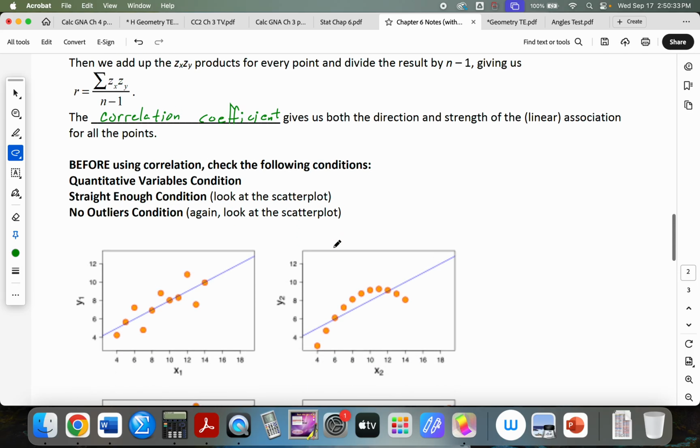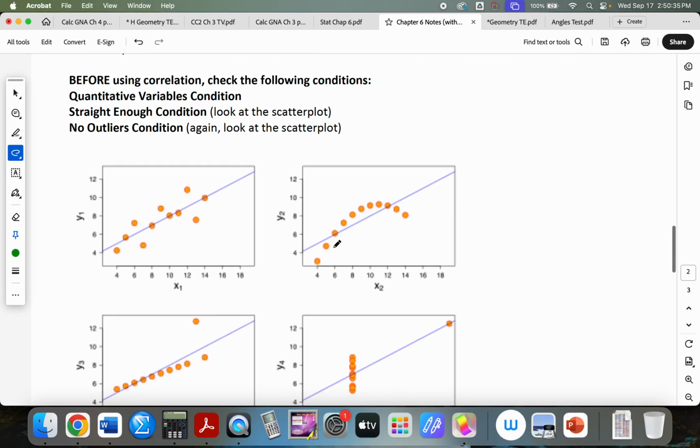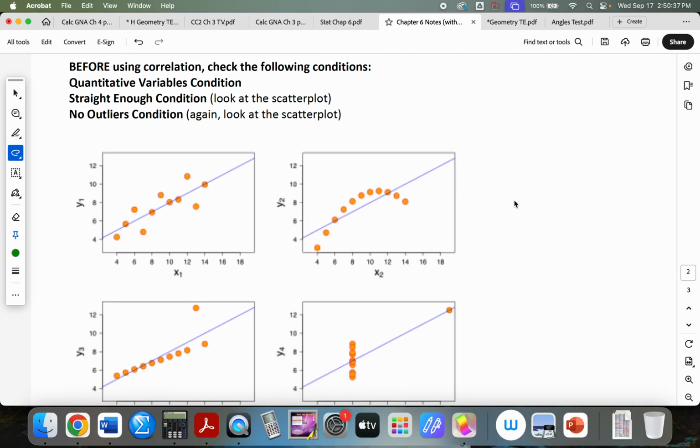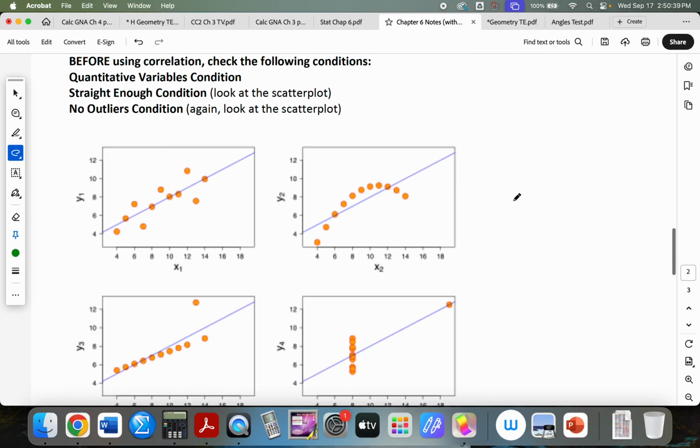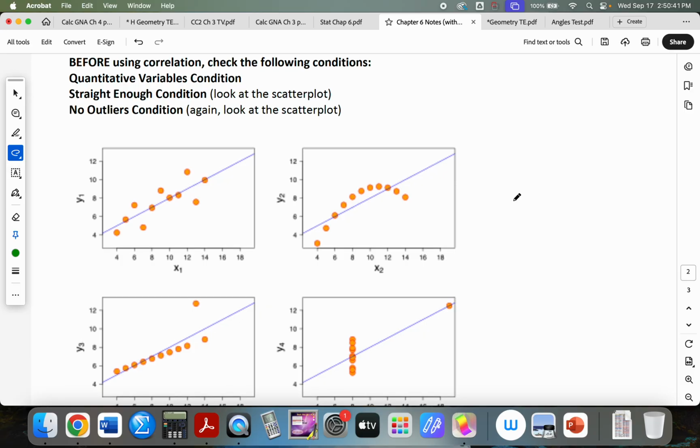So, a couple of words of warning. Before using correlation, we want to check the following conditions. First, it's got to be quantitative variables, and it has to be 2 of them. It's not just a single quantitative variable. So notice quantitative variables, plural. This is bivariate data.